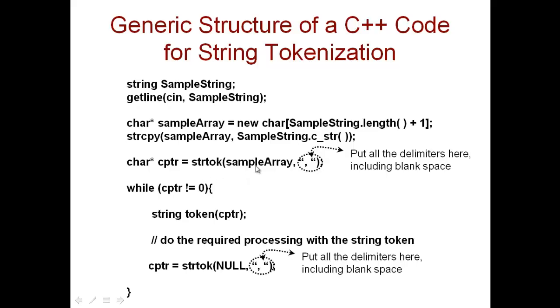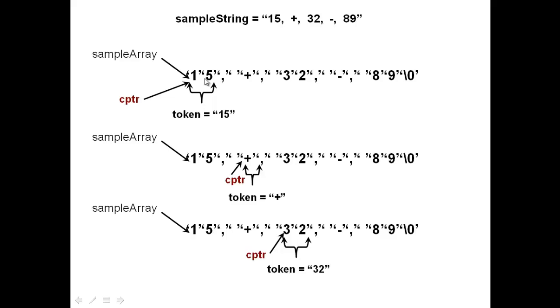So these are two arguments: the character array name, sample array, which is a pointer to the character array, and then the set of delimiters within double quotes. And then the return value of this strtok function is also a character pointer, which I call a CPTR, which I indicate here like this. So it will always store the address of the first character that you have encountered in the current tokenization process. To begin with, this is the first character you have encountered. So CPTR will initially store the address of this one, the character 1.